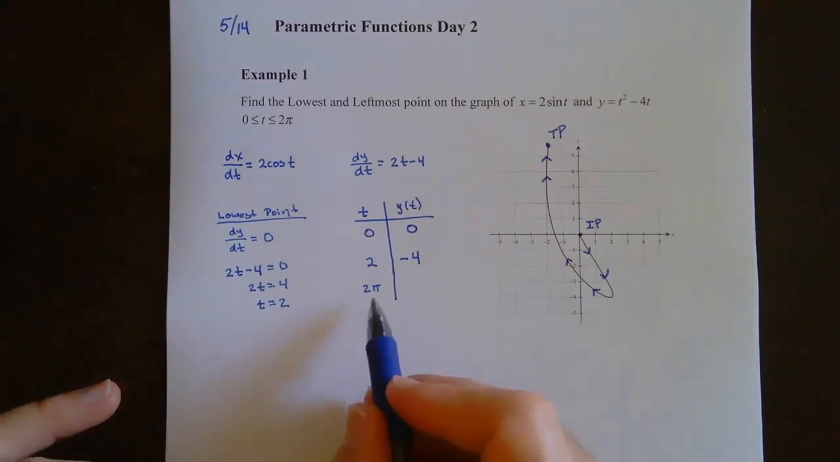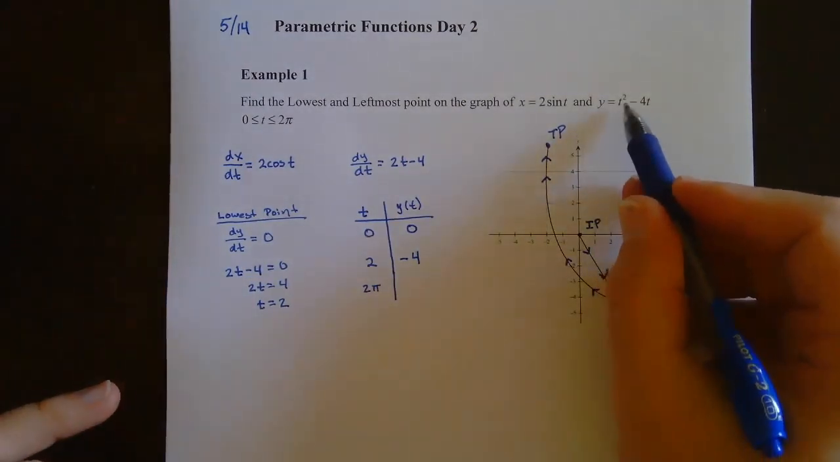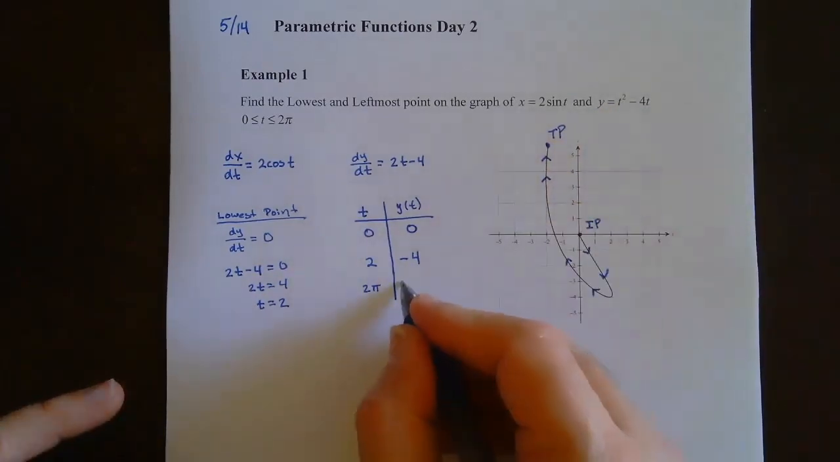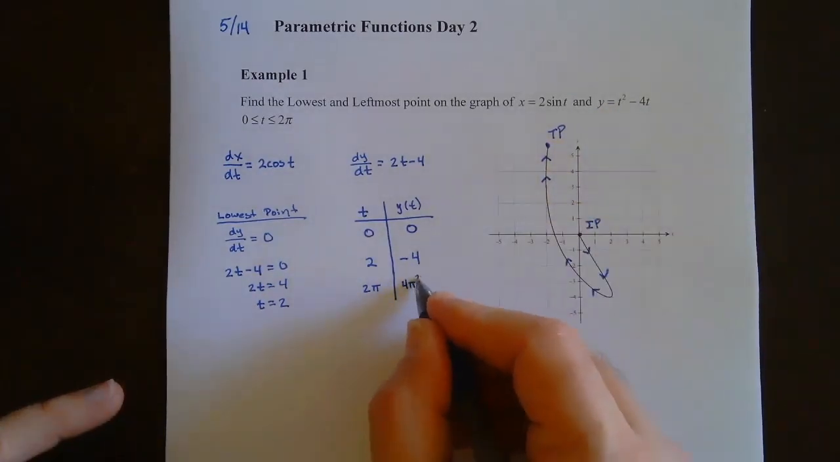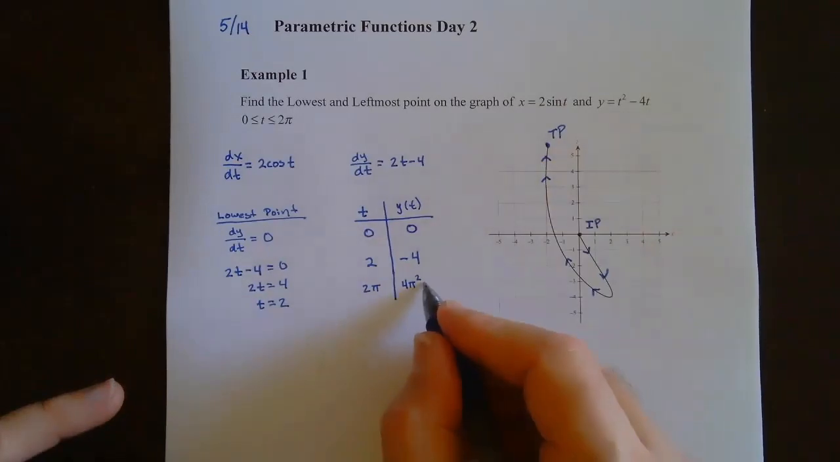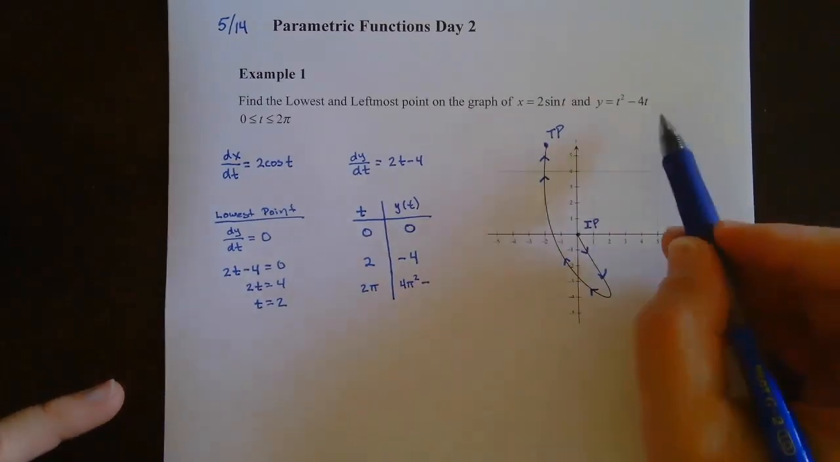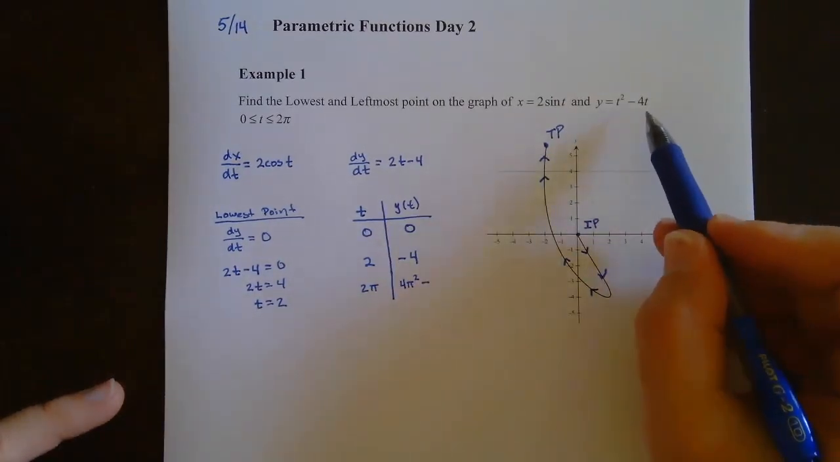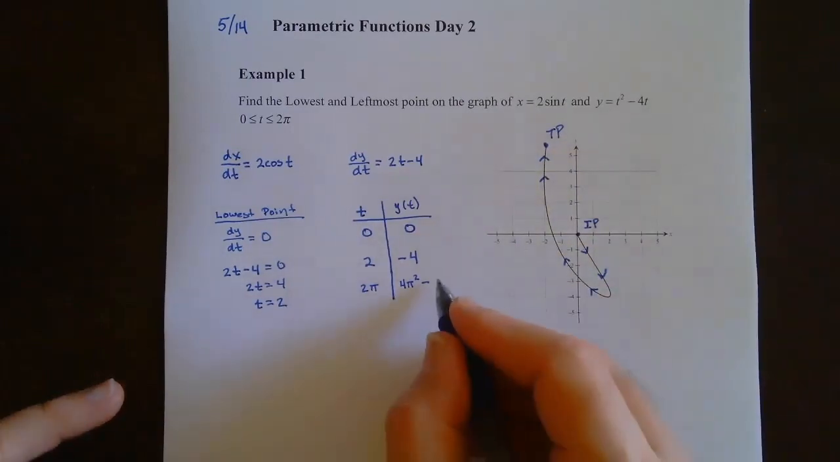Okay? And then at 2 pi squared would be 4 pi squared, and I'm going to write that, 4 pi squared, minus, and then 4 times 2 pi, and that would be 8 pi.